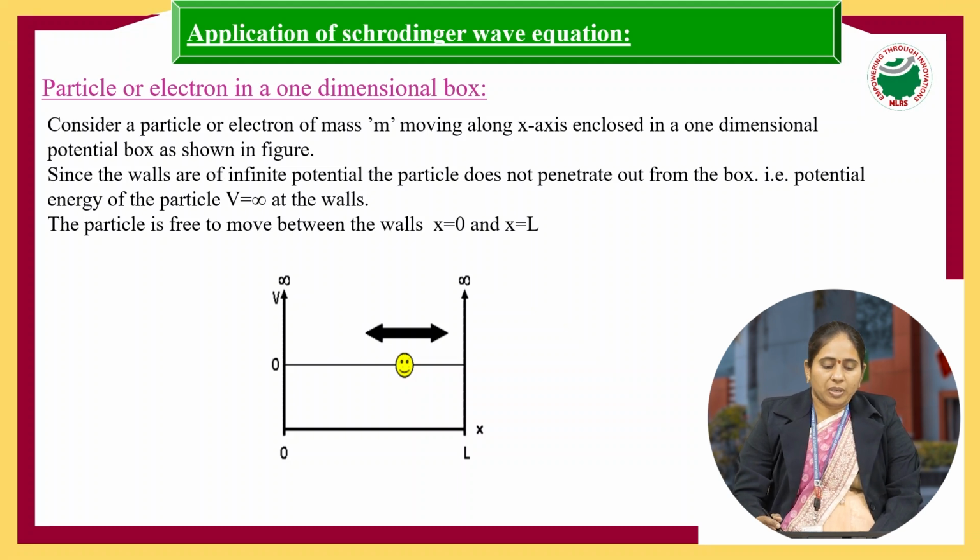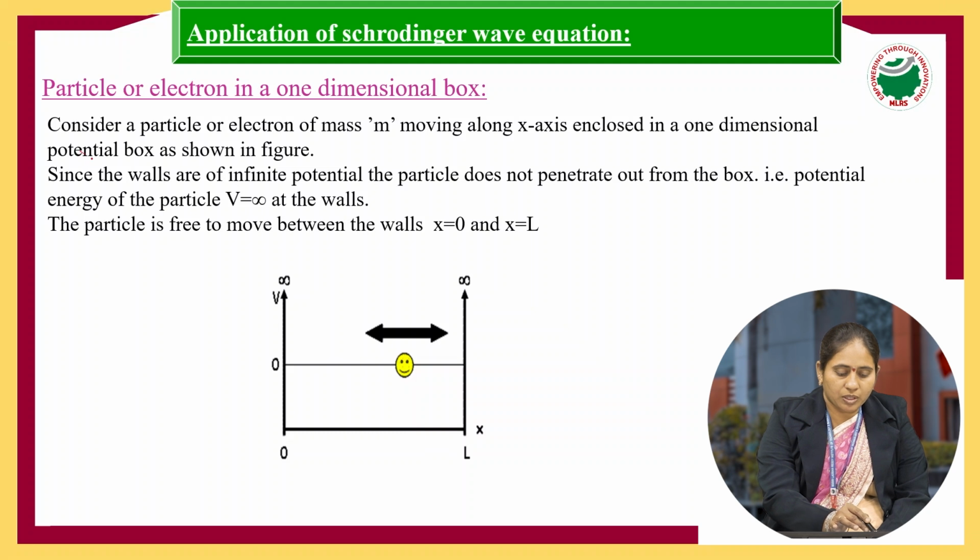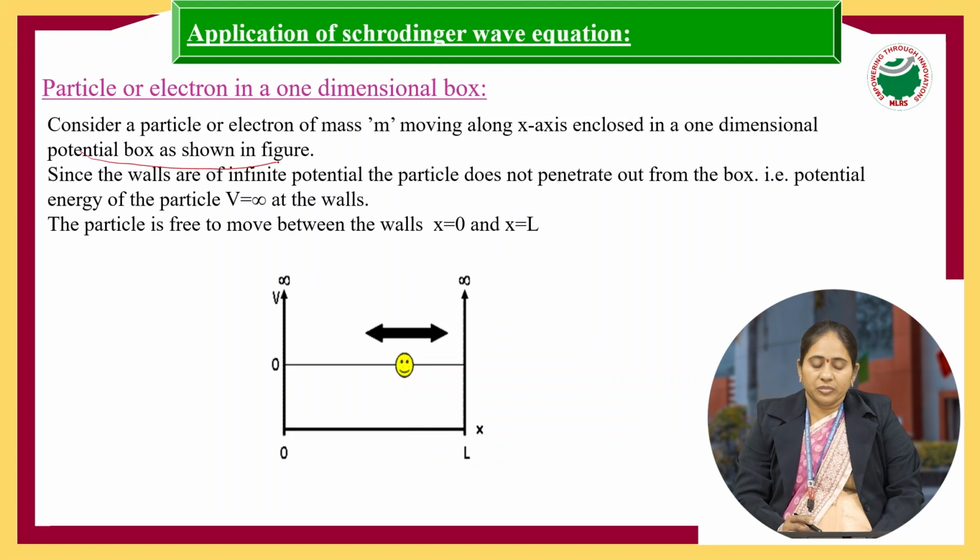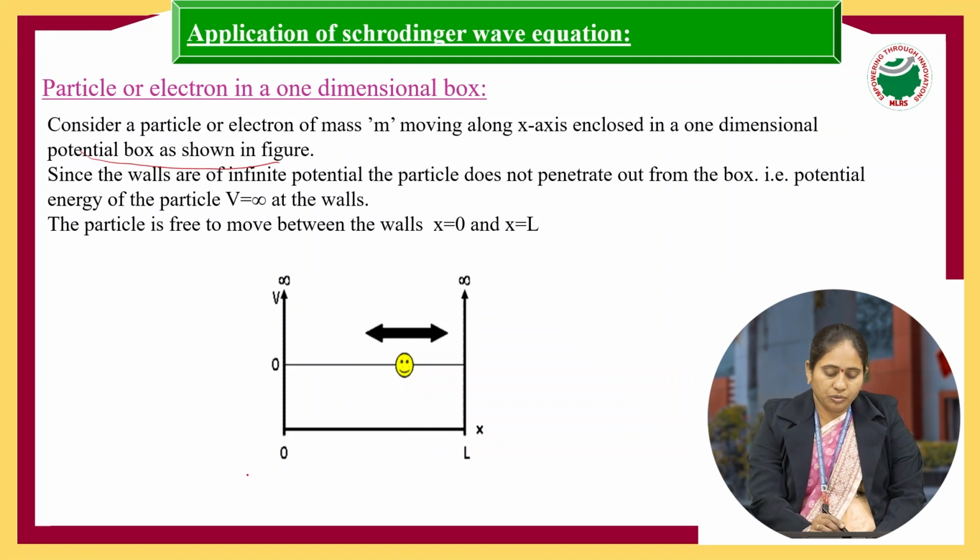So for this, the particle in one-dimensional box. Suppose the particle is an electron kept inside the one-dimensional box. One-dimensional box means the electron is moving only along the x direction. So let us consider the electron moving along the x direction, enclosed in the potential box, which is shown in the figure. Here x equal to 0 and x equal to L.